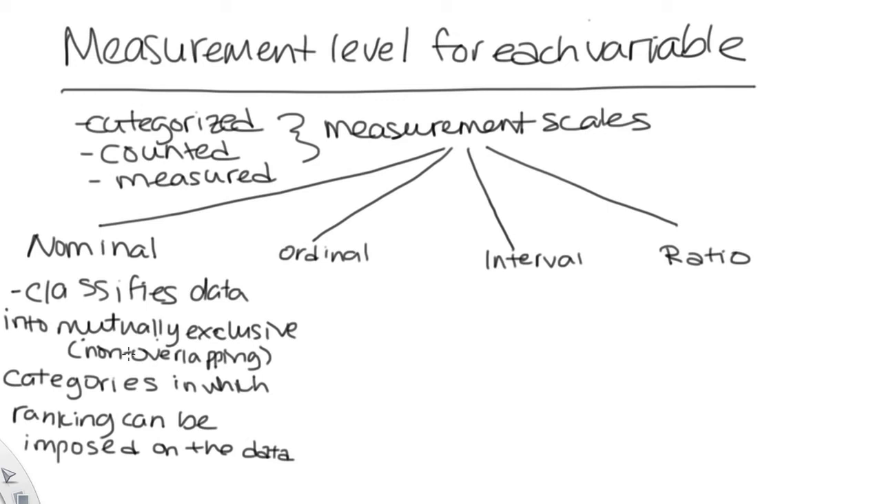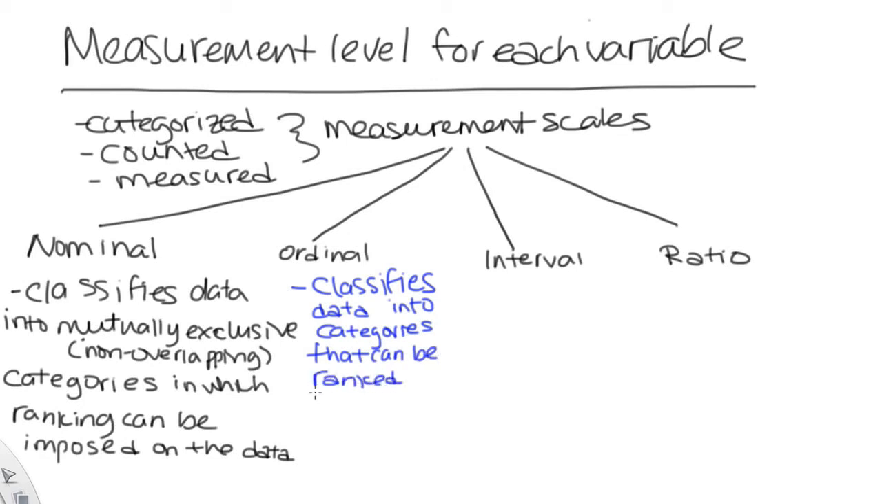So we would say ordinal classifies data into categories that can be ranked, but precise differences between the ranks do not exist.